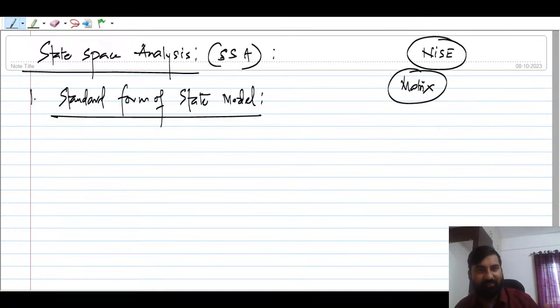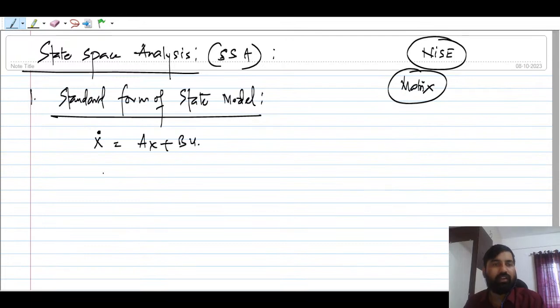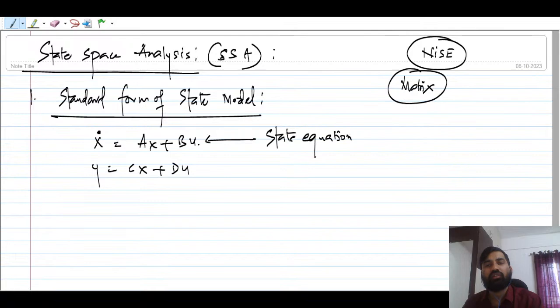As I am revising this subject, I'm not teaching in great detail what the state is and so on and so forth. I'm going to highlight important expressions, okay. The standard form of state model is nothing but what you have to keep in mind, that is x dot equals Ax plus Bu, and then y equals Cx plus Du, right? Okay, I hope this makes sense. So this is also known as the state equation.